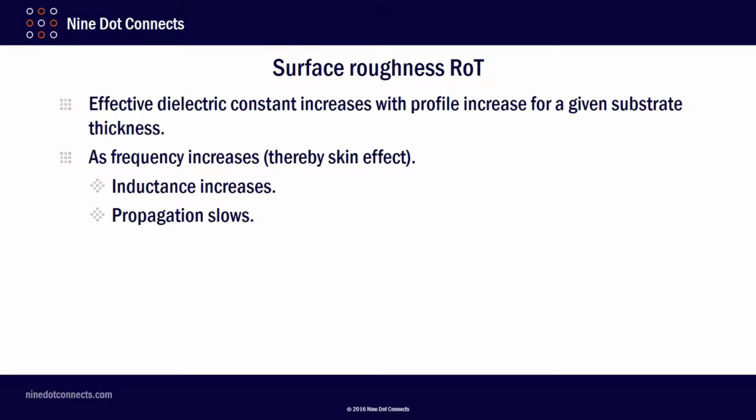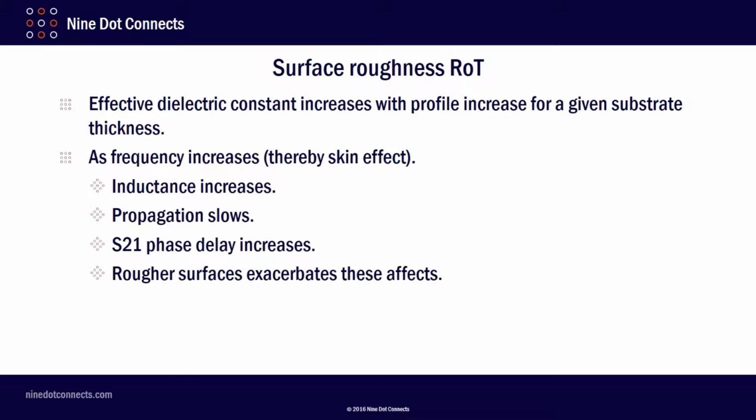Because ultimately, if you remember back from our previous webinars, we talked about velocity of propagation. It's directly related to the dielectric constant. The higher the dielectric constant you have, the slower the wave propagates through the dielectric. Since the roughness, as it increases, is going to increase the effective dielectric constant, it slows the propagation of your signal. This causes an S21 phase delay. The rougher surfaces exacerbate all these effects.